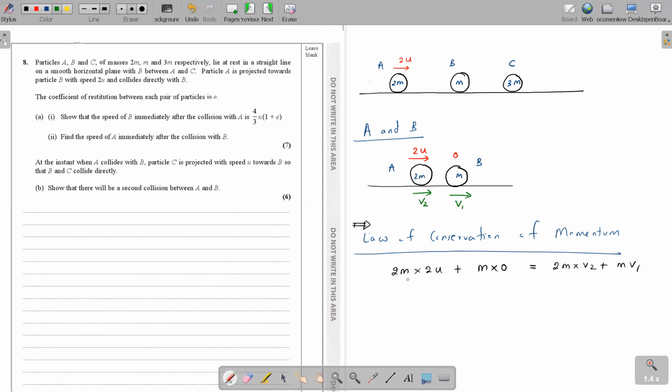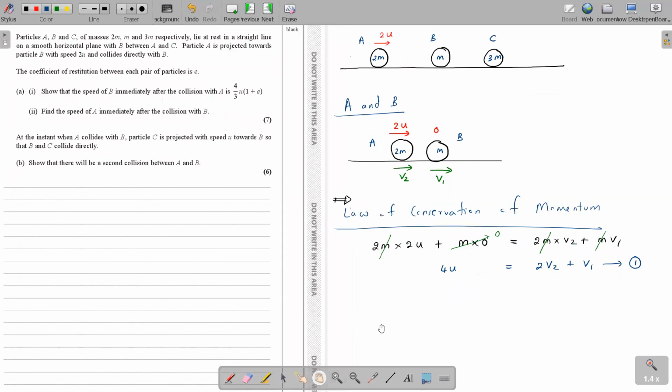I can cancel off m from everyone because m is common. This guy is obviously 0. So I end up getting 2 times 2, 4u, equal to v2 plus v1. This is the first equation. Actually, you end up solving a pair of simultaneous equations, with Roman numerals here.